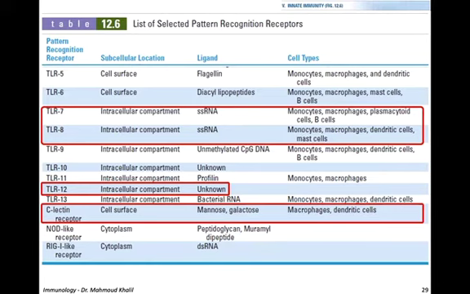The C-type lectin receptor is considered as well one of the PRRs, and it's on the cell surface as well, and it is activated by mannose and galactose, and exists in macrophages and dendritic cells.